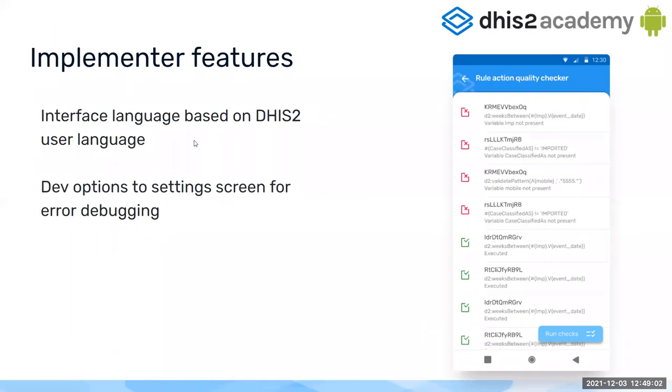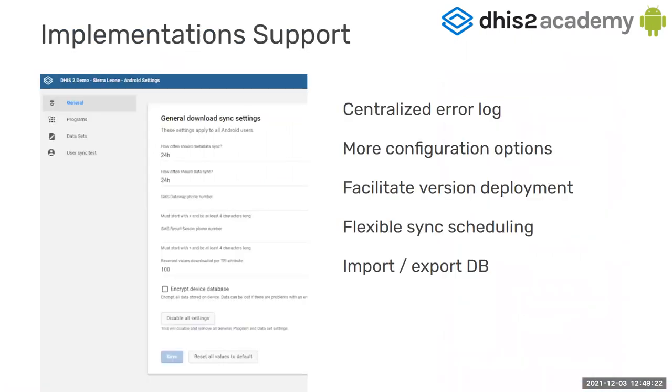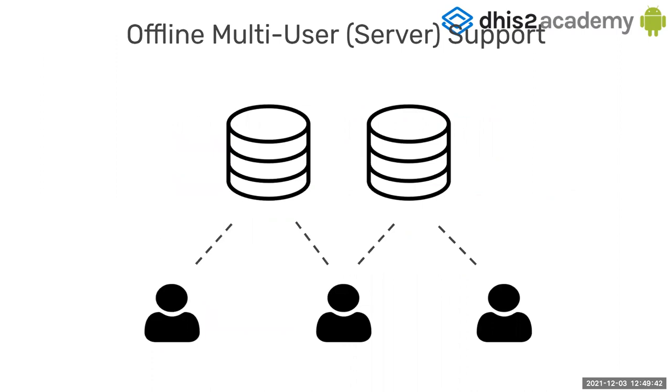This one is important. If you think it's important for us to invest time in supporting the implementer, supporting the troubleshooting, how to help your users when they have problems. There are some things that we could do to improve the implementation support. We want to work on that, but we want to know if you find it important and if it's something that you would prioritize. Things like a centralized error log, more configuration options, facilitate the version deployment, allow for import-export DB. There are many things we can do. And we want to know if you find this very important based on your experience.